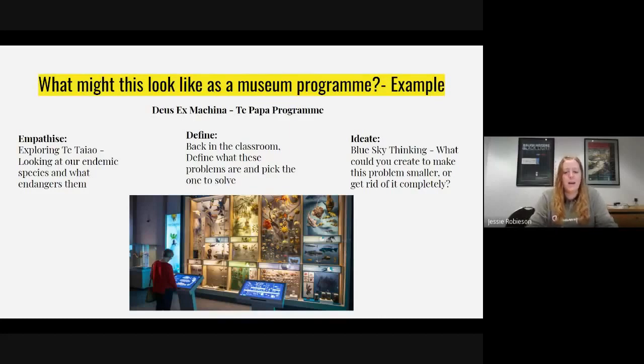This is one that I made after my thoughts around design thinking and what that might look like. So we start by exploring Taonga, our nature exhibit here, which is beautiful. We look at our endemic species, and we also look at what endangers them. We've got all these things in the sea, but we also have issues with pollution in the sea. There's forestry, lots of different types of pollution, and forestry affects birds as well. We can look at introduced predators and where they come from, but also the ways that we're trying to curb those.